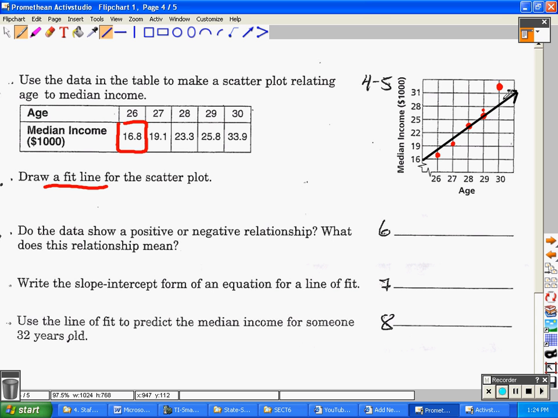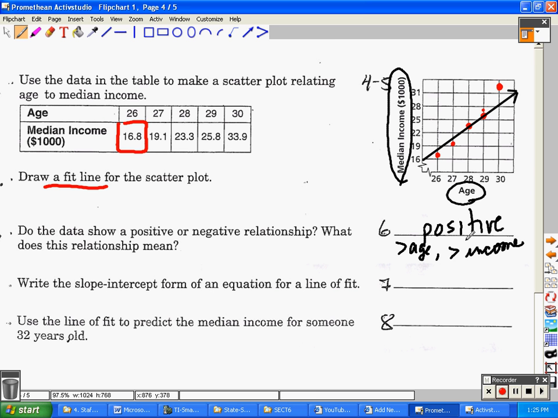Now, next question. Does the data show a positive or negative relationship? And what does this relationship mean? Well, if you look at the data, it's going up. So that's a positive relationship. And what does it mean? Let's think about what we're doing. We're comparing age and median income. That means the greater the age, the greater the income, which is nice because it's my birthday next week and I'm obviously going to make more money because I'm going to be a greater age.